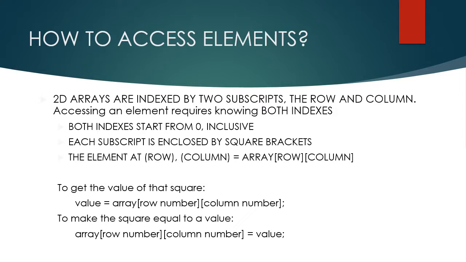To get the value of that square, it can be in the form value equals array square bracket row square bracket column square bracket. Take note that the row number and column is inclusive of 0 in this case. To make this square equal to a value, it can be done through array square bracket row square bracket column square bracket equals the value.